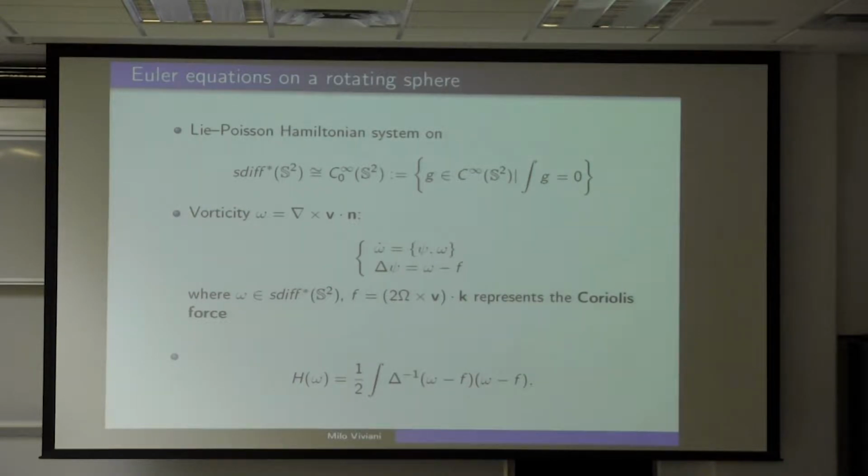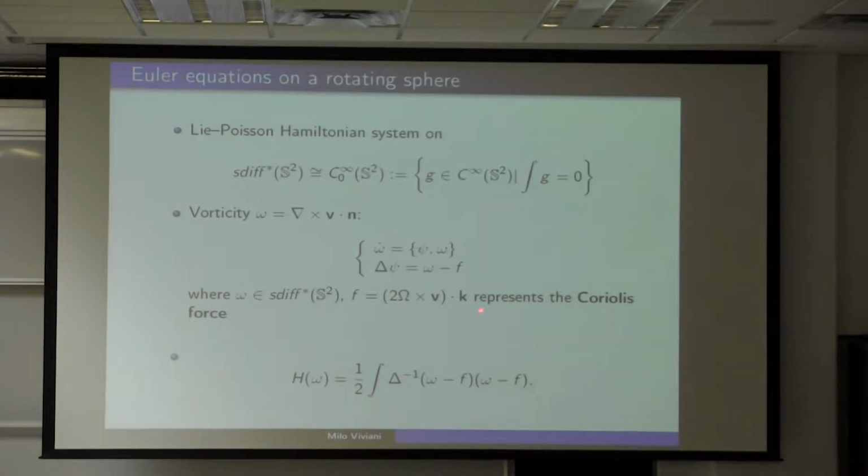Okay, so let's start with the Euler equation on the rotating sphere. Let's say what we are talking about. Our space will be this, the dual, as I said, of the divergence-free vector fields on the two-sphere. And I define this C-infinity-zero. The zero here is because I want smooth functions on the sphere that have zero integral, okay? It's not related to compact support of the functions.